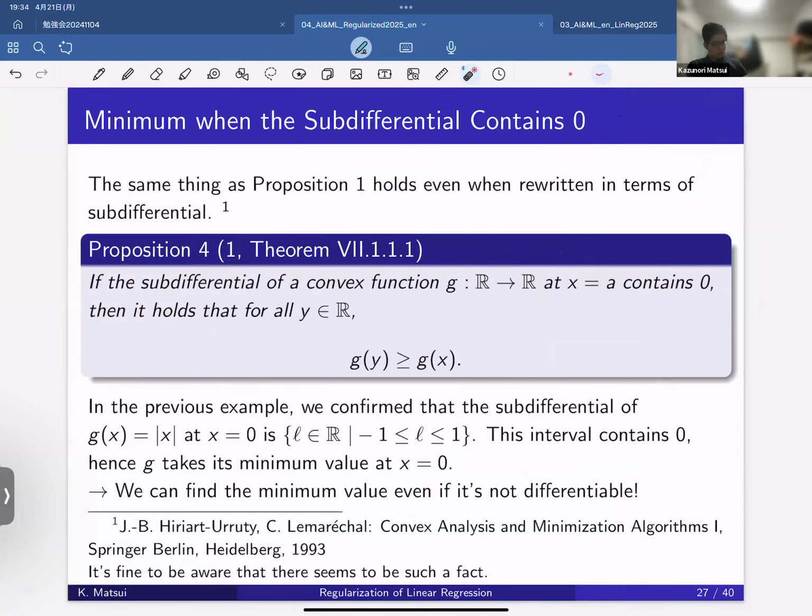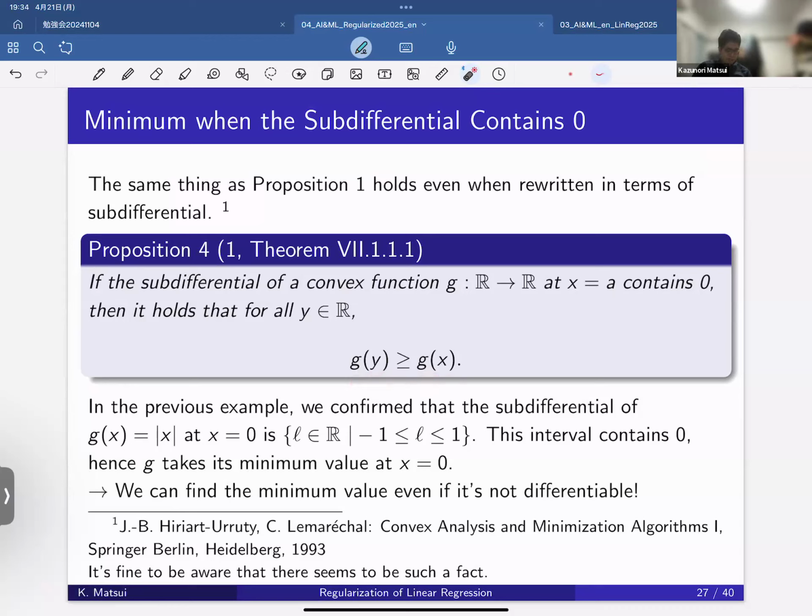We introduced the concept of the subdifferential, but what makes it useful is that we can state something similar to proposition 1 in terms of the subdifferential. When the subdifferential of a convex function at x equals a contains 0, the value at any other point is greater than or equal to the value at a. In other words, as long as the subdifferential contains 0, the function takes its minimum value there.